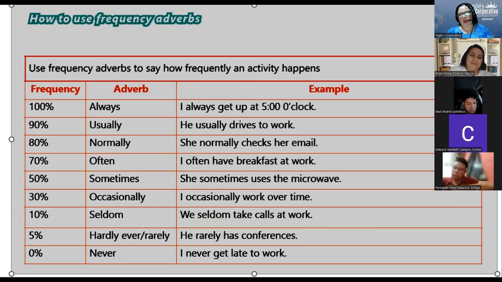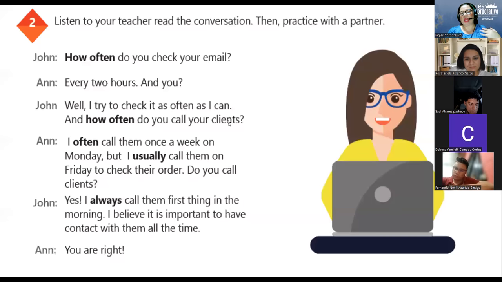Okay, people. So, for example, in our workplaces, we can use these questions, right? How often do you check your email? Every 2 hours. And you? Okay. Let's listen to Rosa Estela and Saul, please. Rosa will be Anne and Saul is Joan. Okay, teacher. I start.